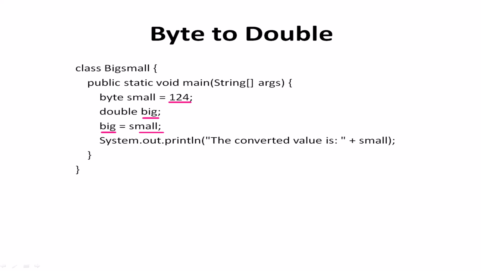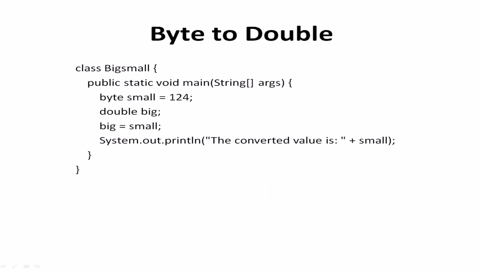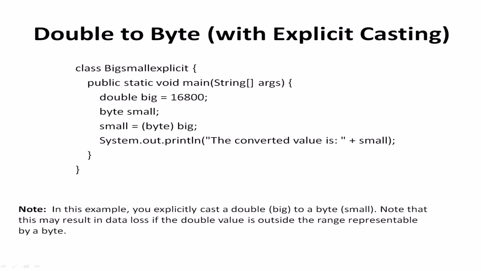For example, small is a variable which has a value 124, and you have a big variable. You are going to place this particular value into the big one. It is going to fit, so this particular 124 will be placed here. The problem is going to arise when you convert that particular value into the small.